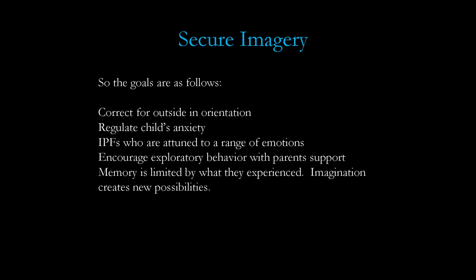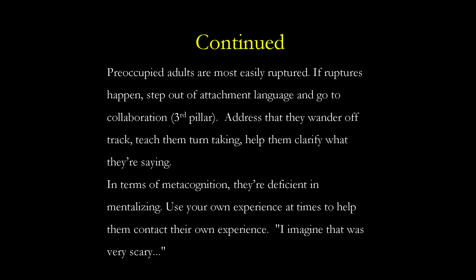Having a preoccupied partner means that there will be ruptures in the relationship. If ruptures happen, step out of the attachment language and go to the third pillar, which is collaborative abilities. Collaborate. Address that they are wandering off track. Teach them turn-taking. Help them clarify what it is that they're saying.